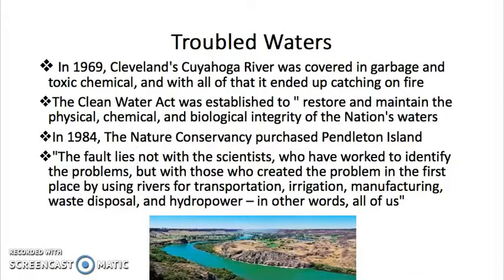Also in this chapter, troubled waters, pollution was the main problem. And with the Cleveland River, basically it got filled with a bunch of garbage and chemical toxins, and eventually it couldn't take anymore, so it ended up setting on fire. But this was not the first time it caught on fire.